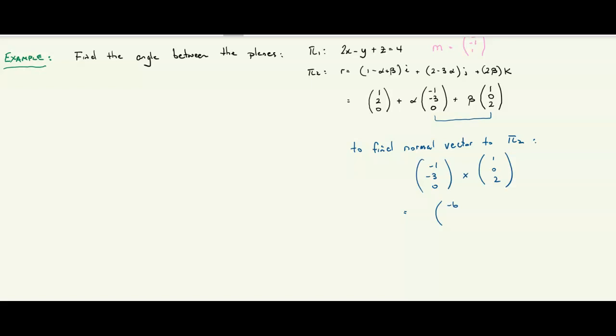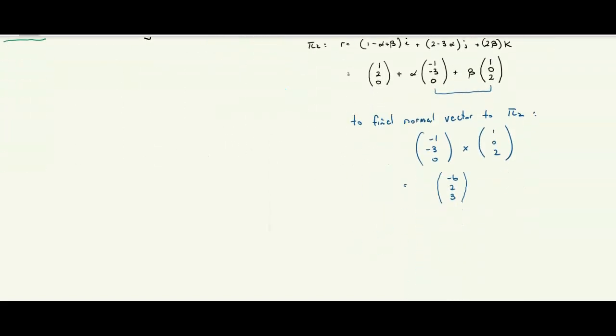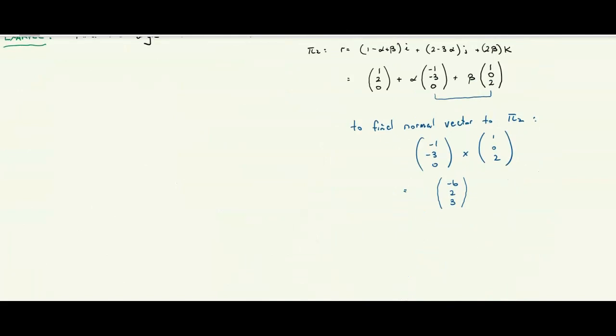Ruled out the top line, -6. Ruled out the middle line, working in the opposite direction, 0 minus -2, so I get +2. Rule out the bottom line, 0 minus -3, so I get +3. -6, 2, and 3. That now constitutes my normal vector. What's my color coding here? I think it's light blue for my second normal vector, so I'll call that n.